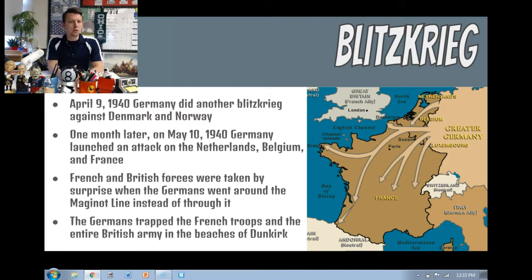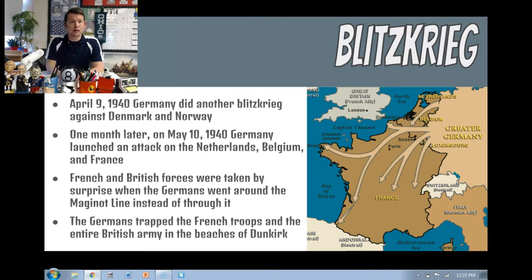They pour through Belgium and France, similar to what they did at the beginning of World War I. And they swiftly move through France. The French and British forces were taken by surprise when the Germans went around the Maginot Line instead of going through it. The Germans trapped the French troops and the entire British army on the beaches of Dunkirk.